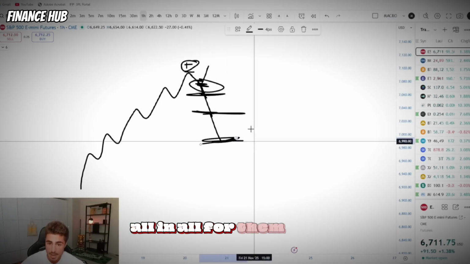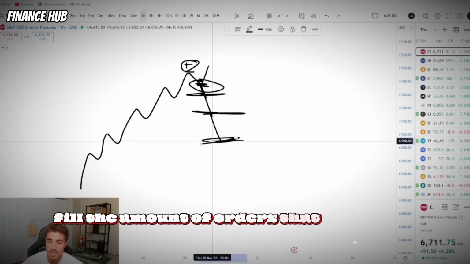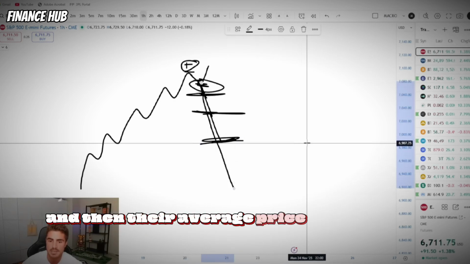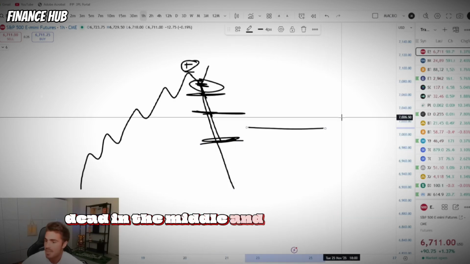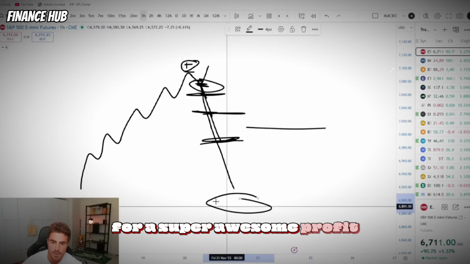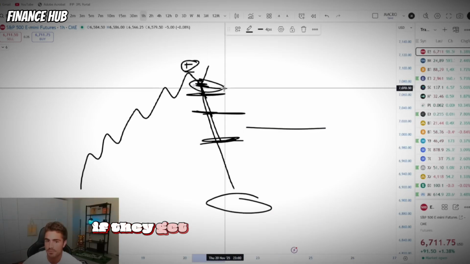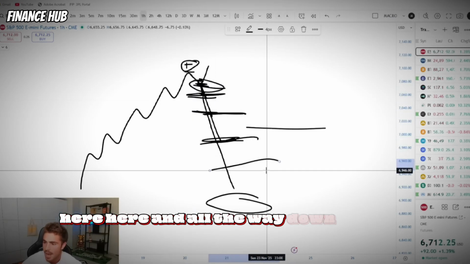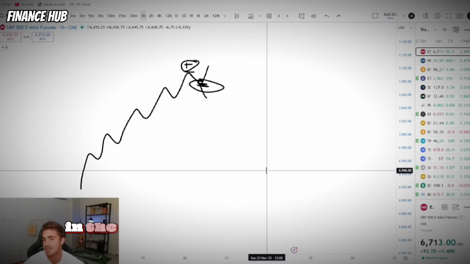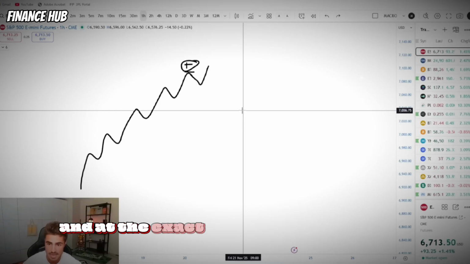All in all, for them to fill the amount of orders that they want to fill, it would just be a constant move down, and then their average price is going to be like dead in the middle, and that's not what they want, because they want to liquidate their positions down here for a super awesome profit. But the profit's not going to be as good if they get filled here, and all the way down. What do they want? They want the best price possible, and they want to fill all their orders in the exact position that they plan on and at the exact price that they plan on.